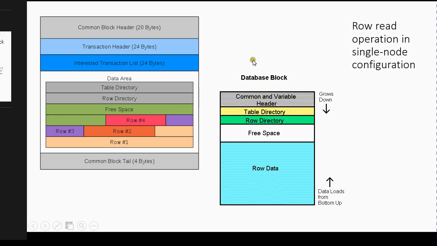But if you move into a RAC environment where you have one block here and another block here for a different node, and you have cache fusion to synchronize these two blocks, that's going to be a problem. You're going to have contention in the blocks. The rows might interlock. So this is an okay setup.